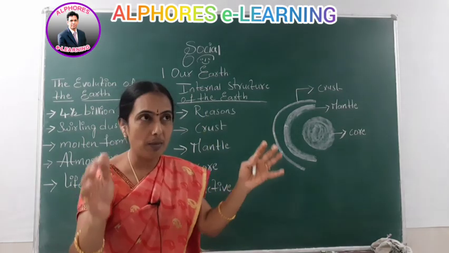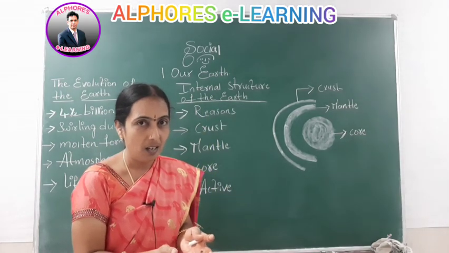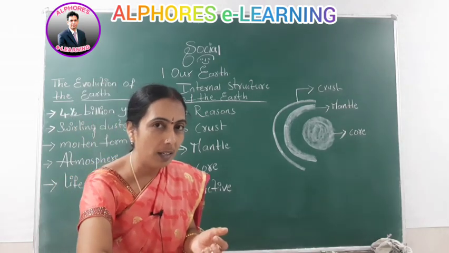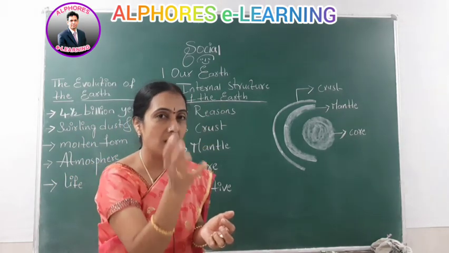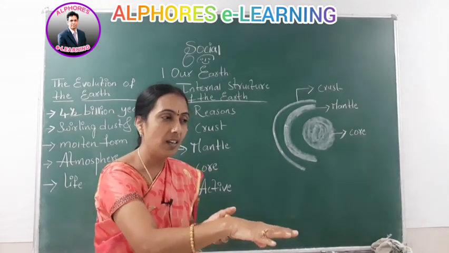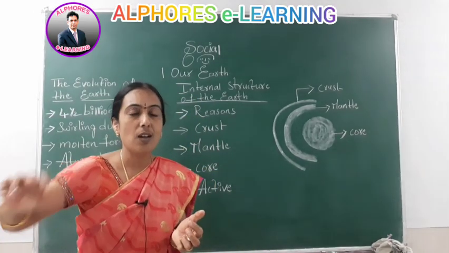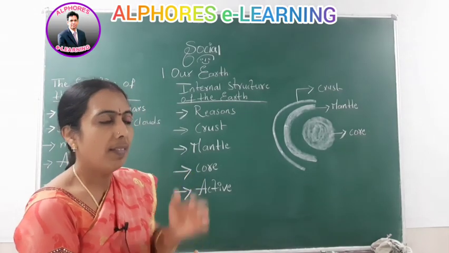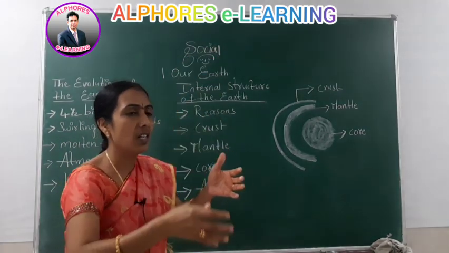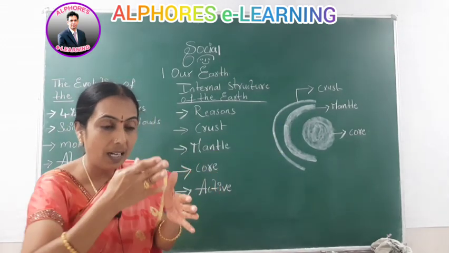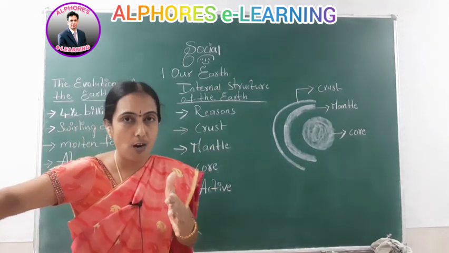This layer formed around the molten rock material. So when the interior molten rock material started cooling, it contracted the outer surface, which resulted in wrinkles, ridges, and low, deep basins on the surface. Later, these ridges developed into the present mountain ranges.